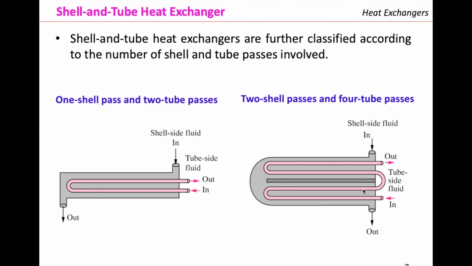This would be a two shell for two passes. This is one shell, this is another shell, and how many passes? One, two, three, four. So it's two shell and four passes. So whenever someone tells you, I don't know, two shells, eight passes, you know what it means, right?